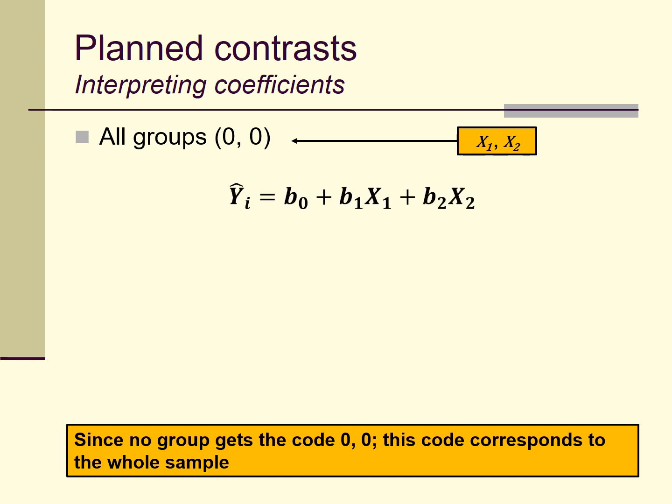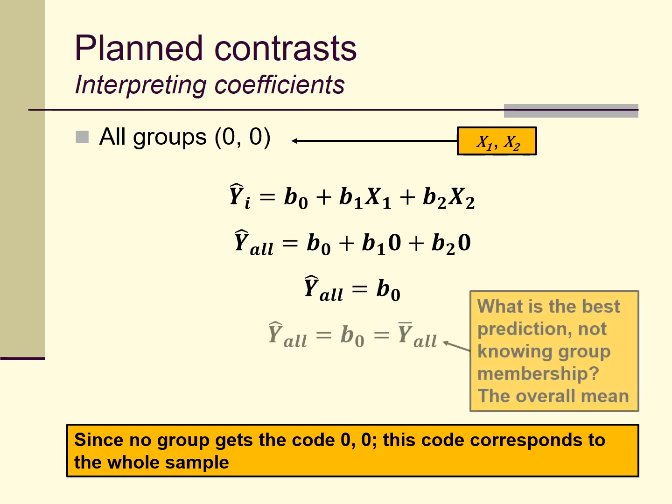So what do we do here? We take those values of 0, 0, and we plug them into our regression equation. Here's our basic regression equation here. The predicted value for a given person is equal to a constant b sub 0 plus a regression coefficient times our first code variable plus a regression coefficient times our second code variable. Again, we plug in 0, 0 for x sub 1 and x sub 2. That, of course, removes those two terms, and we're left with the predicted value for any person is going to be equal to b sub 0.